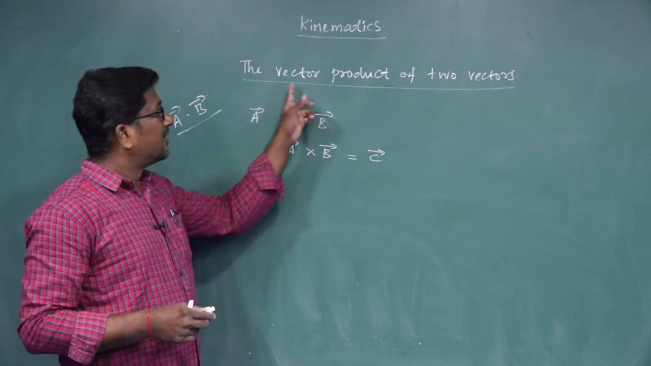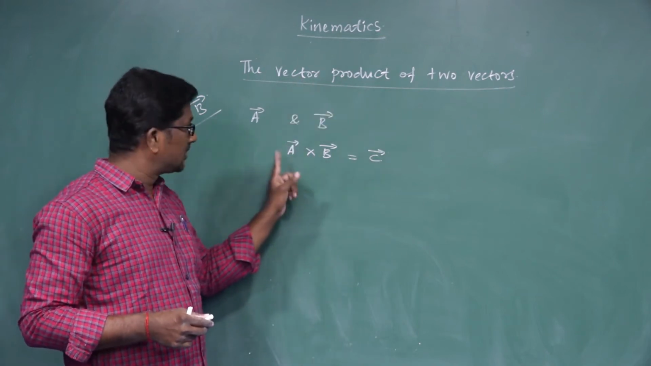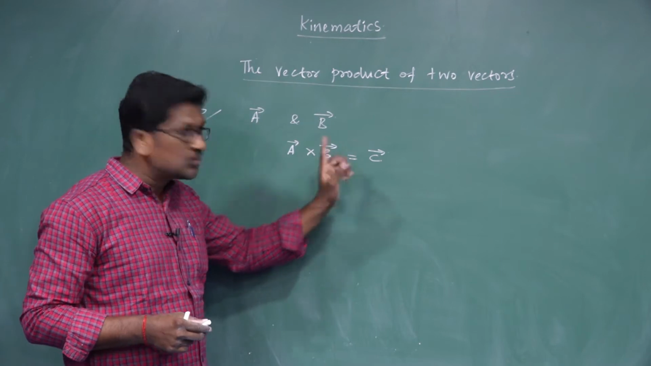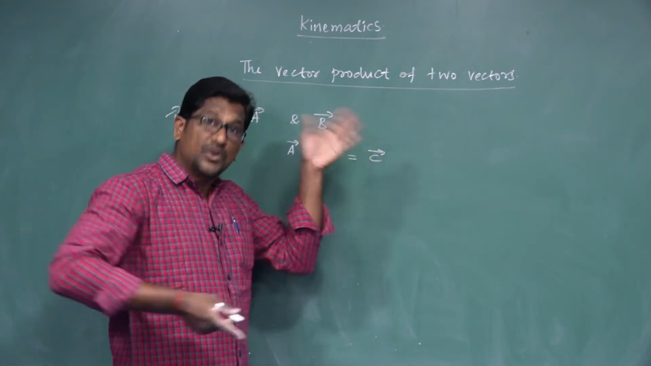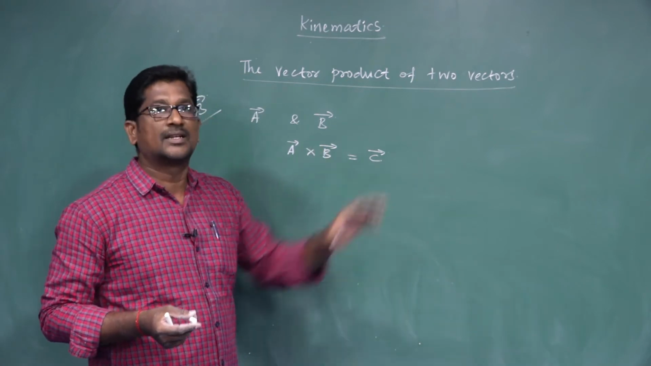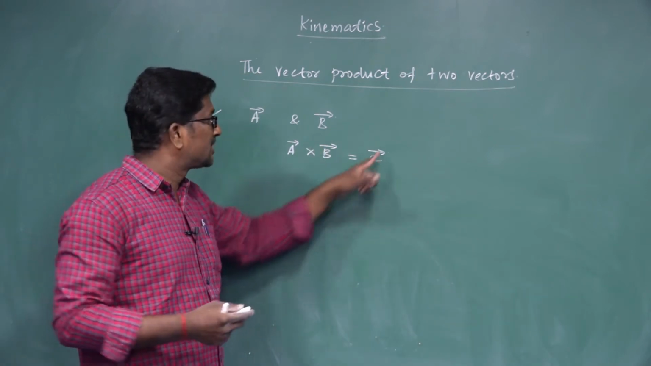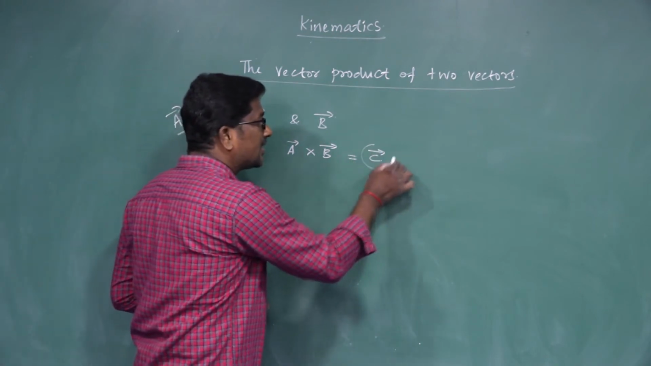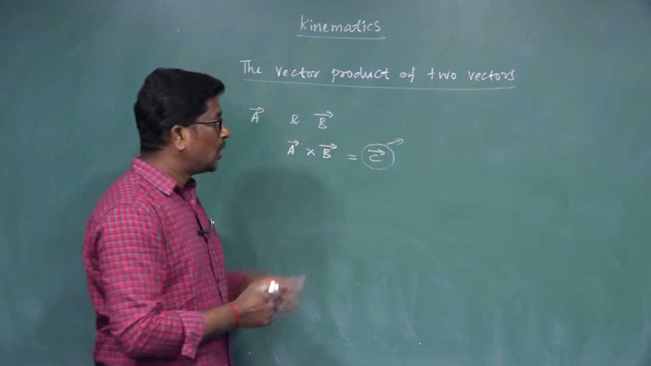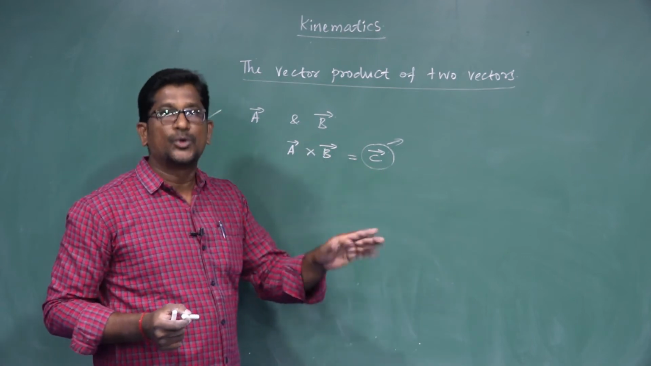Listen, the vector product of two vectors, that is A vector and B vector, gives another physical quantity. That quantity is also a vector, so I represent that quantity as C vector. Here C vector is a resultant quantity which has both magnitude and direction.